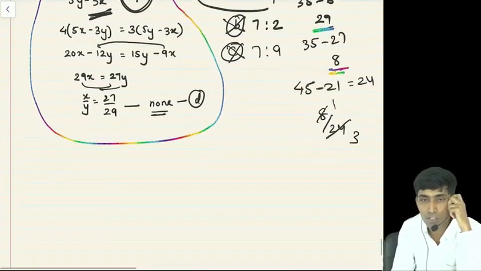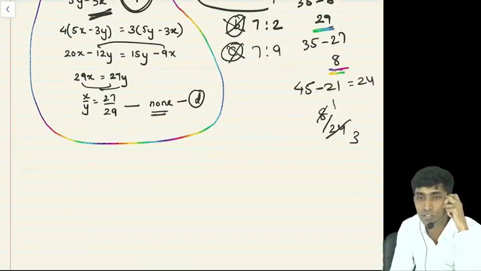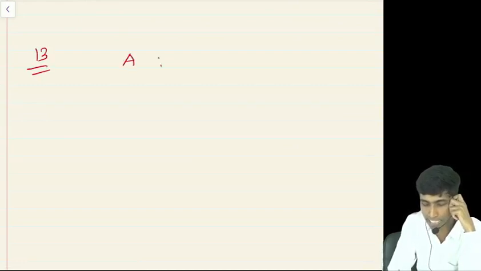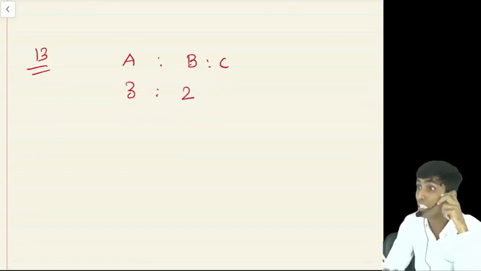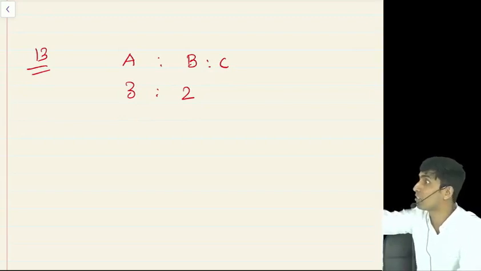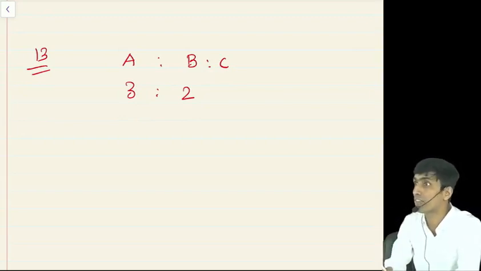A by B is equal to 3 by 2. B by C is equal to 3 by 5. Have we done this yesterday? A is to B is to C. You remember? This is 3 is to 2. Therefore, I gave you that. Yesterday we did now. I gave you that B square is equal to AC. See, this somewhere it has come in proportion.